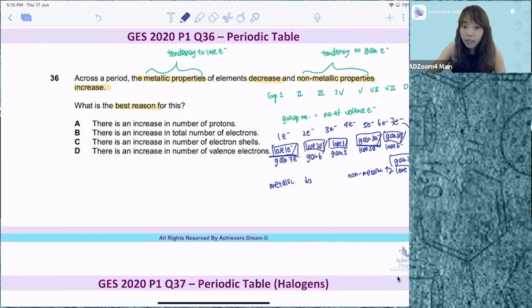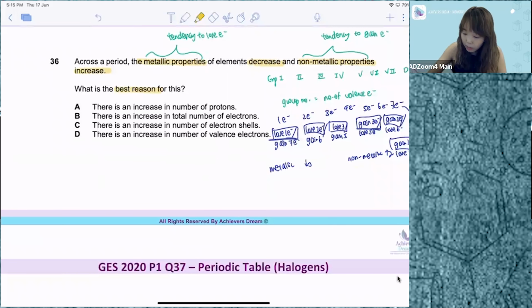So what is the best reason for this? We're going to explain in terms of the number of valence electrons, because from left to right, there is an increase in the number of valence electrons. So the answer is option D.